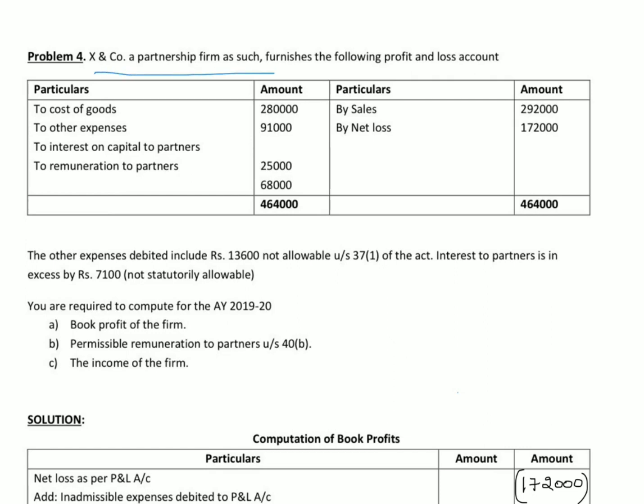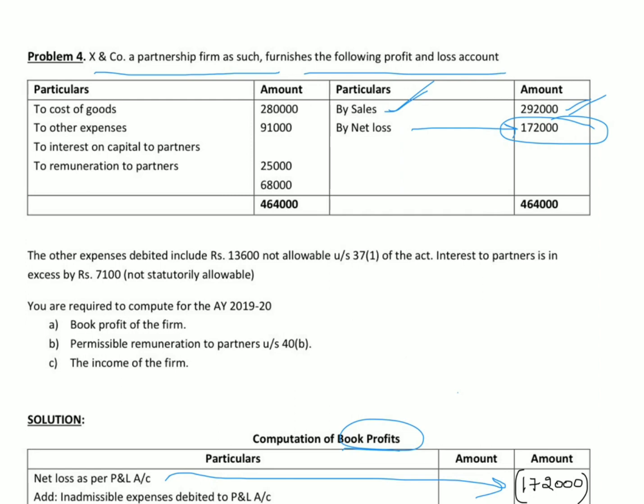X and Company, a partnership firm, furnishes the following details in the profit and loss account. Firstly we have sales, the business value of rupees 2,92,000, and we have a net loss in the problem. Whenever we are computing book profit, the first point is to consider net loss or net profit. So in this problem we have a net loss of rupees 1,72,000, the negative balance. Now we have cost of goods, that is business purchase, to the extent of 2,80,000.